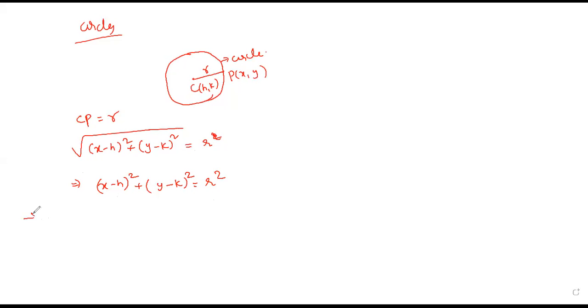Next, suppose the center is the origin and the radius is r, then the equation of the circle is x square plus y square equals r square, and it is called the standard equation of the circle. Standard equation of the circle means the center is at the origin. If the radius is equal to 1, then we say the circle is a unit circle, and if the radius is 0, then the circle is a point circle. The point circle has only one point, that is the center itself.